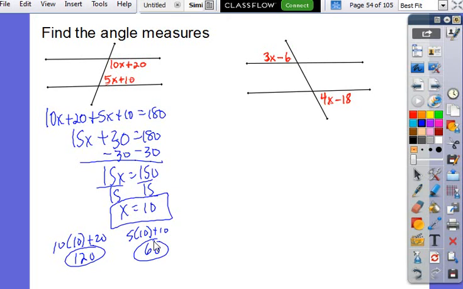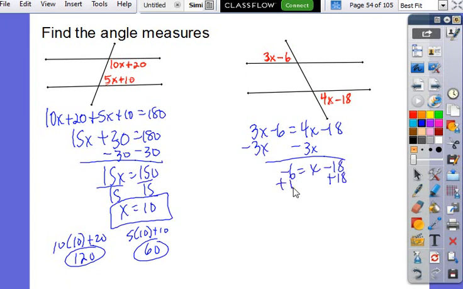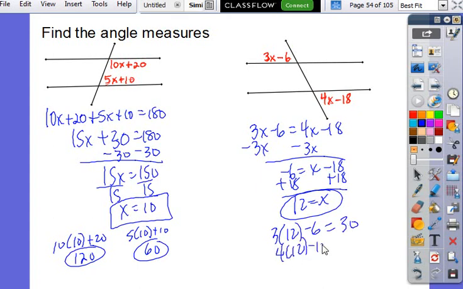The last one over here is alternate exterior, which means they have to be equal to each other. Minus the 3x. Add the 18. You get 12. And yes, 80, 130. I'm going to plug it into both of them, but you really only had to do one to get the answer. Are there any questions on that?